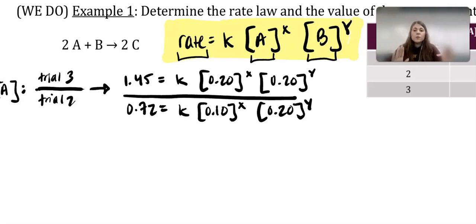So what we can do now is actually cross off things that are not going to help us figure out X. You're always going to cross off K in these type of rate law problems, okay? Then I'm going to cross off this section right here because they ended up being the same thing and it's not going to help us solve for X.